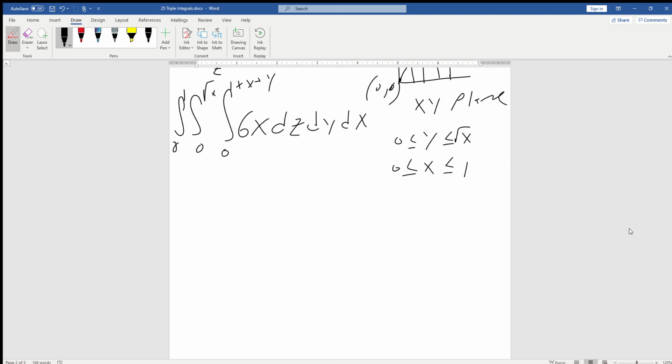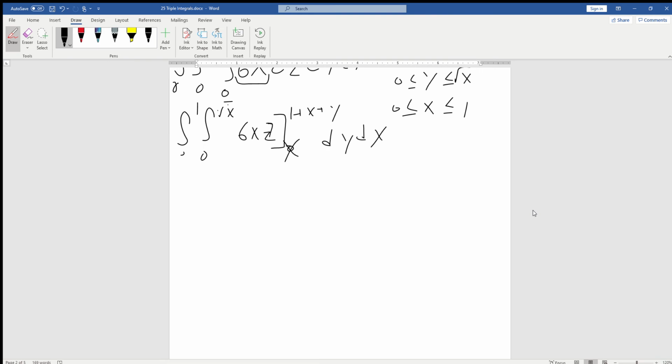So let's just start with z. Antiderivative of 6x with respect to z is going to be 6xz. So now we're going to get integral from 0 to 1, 0 to root x, 6xz, where z is going to range from 0 to 1 plus x plus y. Now we still have dy dx. If we substitute 0, since it's a polynomial, 0 is not going to contribute anything to the sum. So now we can rewrite this as 0 to 1, 0 to root x, 6x, 1 plus x plus y, dy dx.